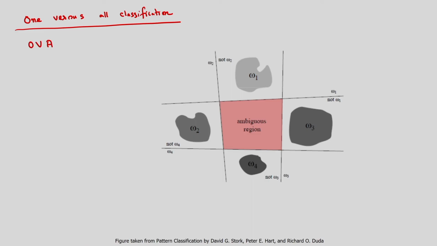One versus all, OVA. For OVA, we are considering C discriminant functions for a C class problem. That means we are considering C number of discriminant functions for C classes.